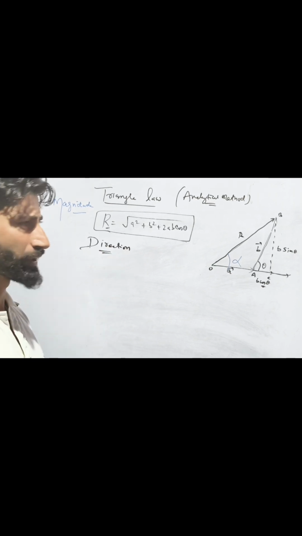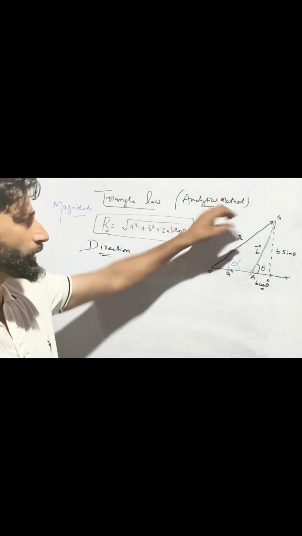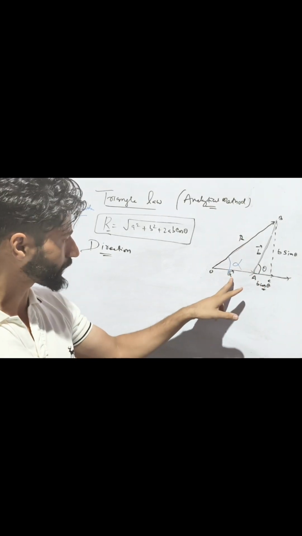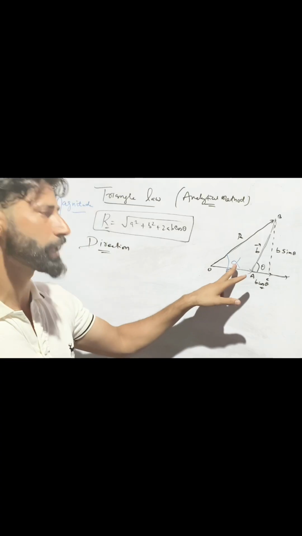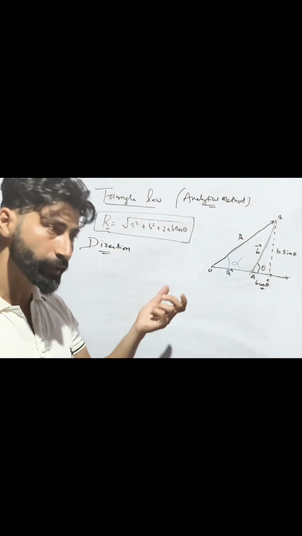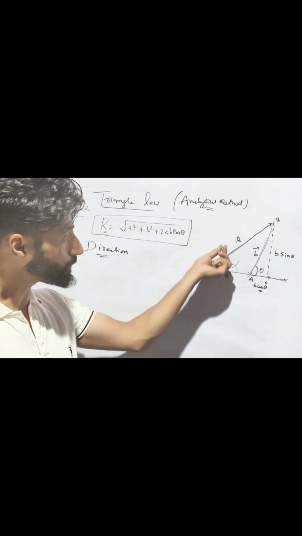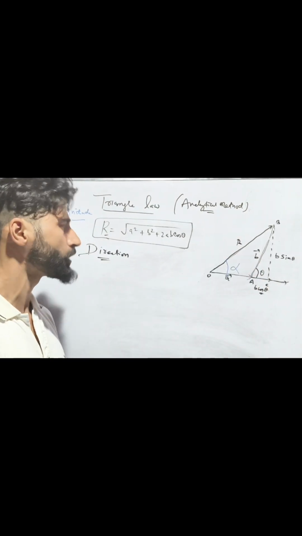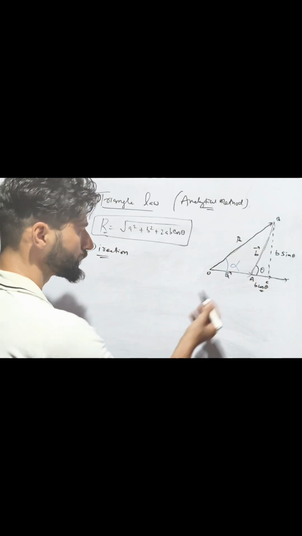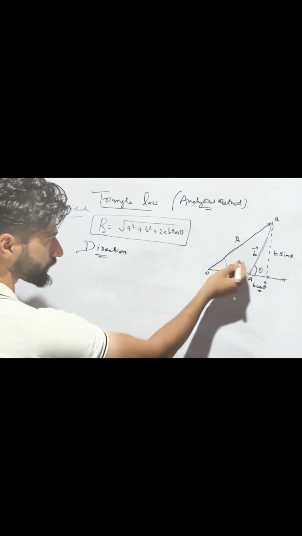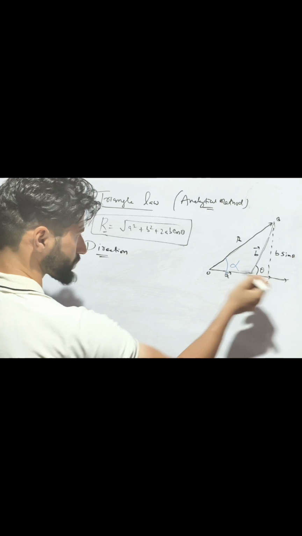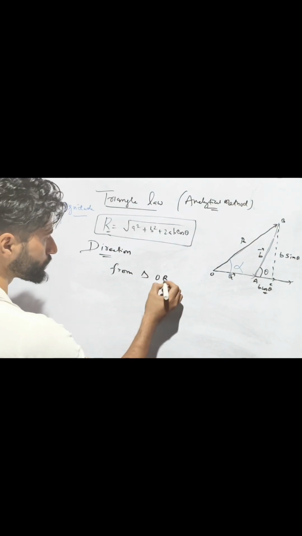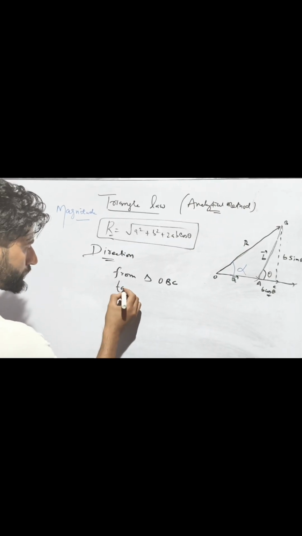So how to find the direction? For the direction of a resultant, we just check how much angle it makes with either of the vectors, whether A or B. Let me suppose it makes angle alpha with vector A. So I can now find tan alpha from triangle OBC.